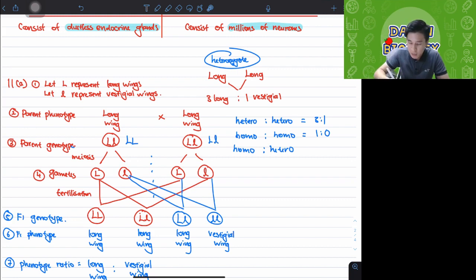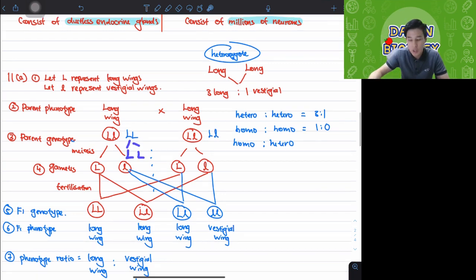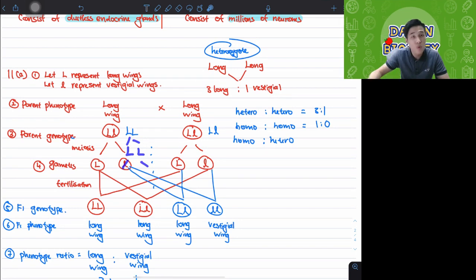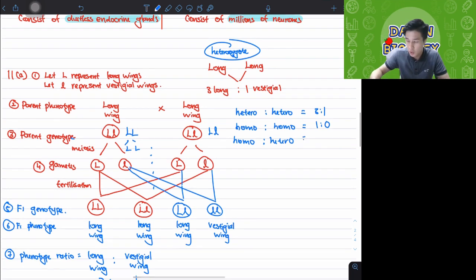Because you can see, this parent will both have big L. That means all the children, no matter who you are, because remember, every child needs to inherit one from the mother and one from the father. So if this parent can only give you big L, all children definitely have one big L. So that's why this one is also 1 to 0. Understand?